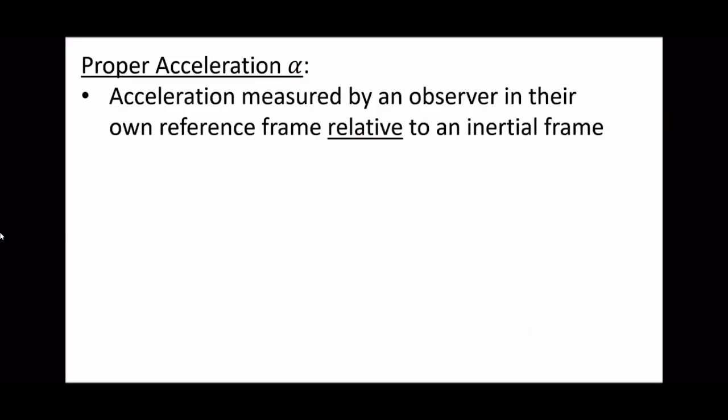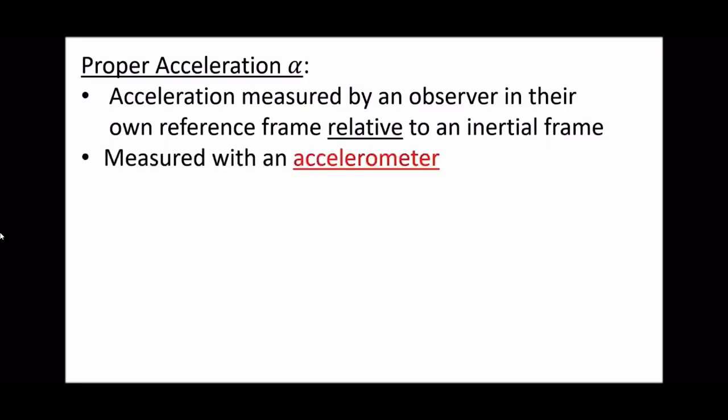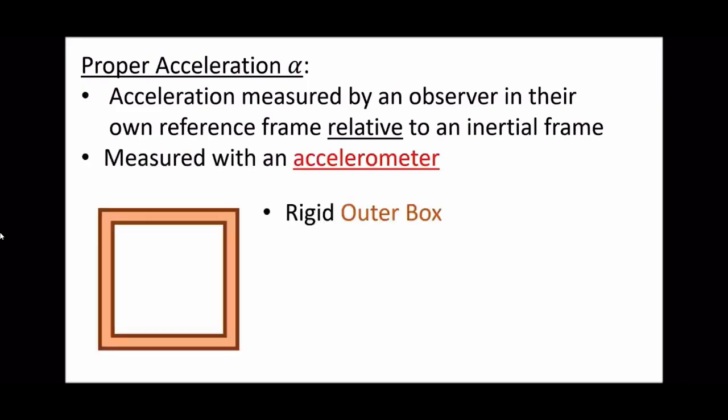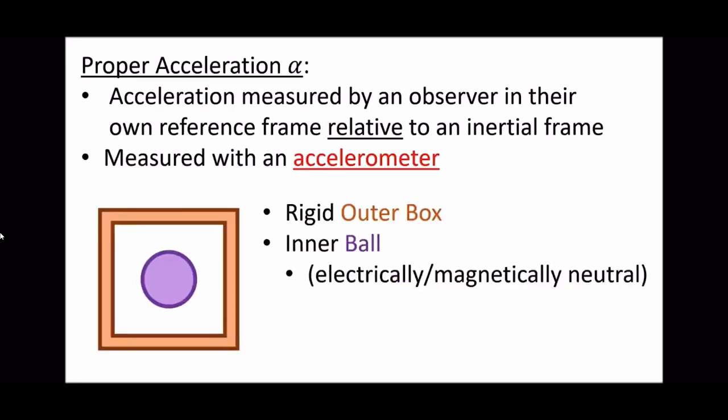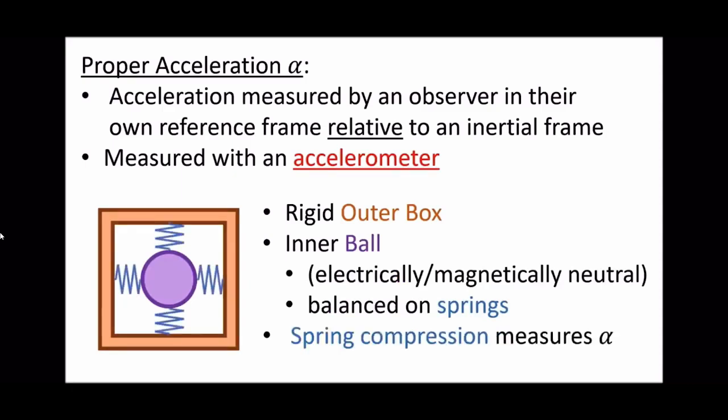This feeling of being pulled backwards is your body feeling proper acceleration. So, proper acceleration alpha is the acceleration measured by an observer in their own reference frame relative to an inertial reference frame, and proper acceleration is measured with an accelerometer. An accelerometer is made of a rigid outer box, with an inner ball that is electrically and magnetically neutral. The ball is balanced on springs that are attached to the outer rigid box. The spring compression is what helps us measure alpha. The larger the spring compression, the larger the proper acceleration felt by the accelerometer.